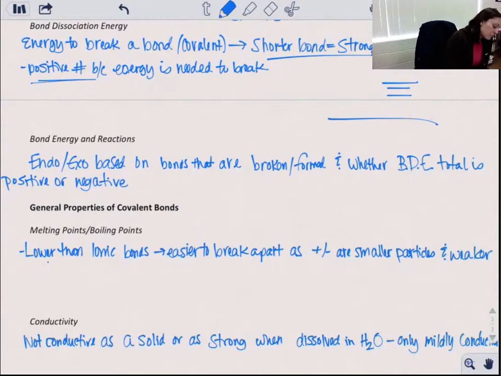Okay, bond energy and reactions: it's either endo or exo based on the bonds that are broken or formed and whether the bond dissociation energy total is positive or negative. So we don't do calculations for these right now, but you can. If you were to go through and count all these different bonds you would have in a reaction, if it took more to form them or if it took more to break them, it could be either endothermic or exothermic. So that's also how they figure out with these reactions whether they give off heat or whether they don't give off heat. It has to go with how strong their bonds are in that particular molecule.